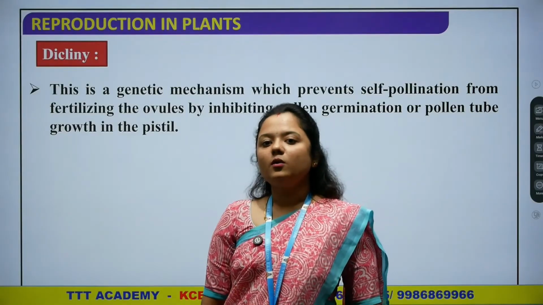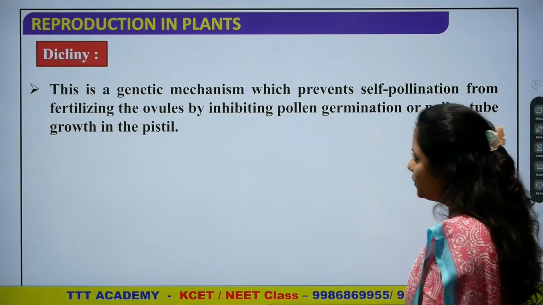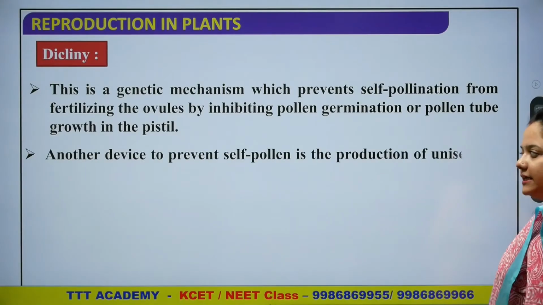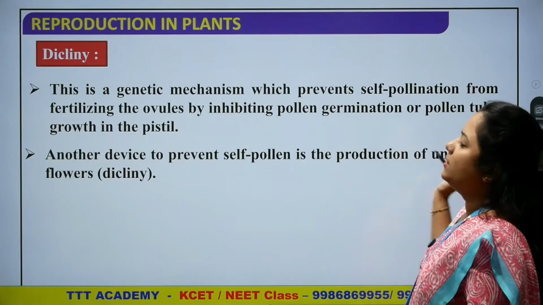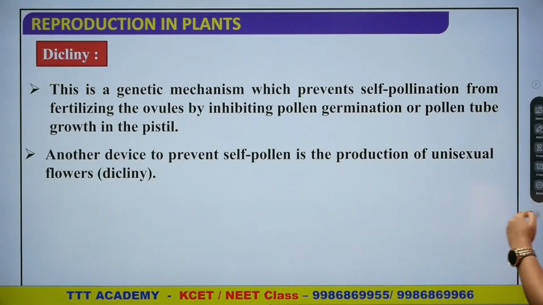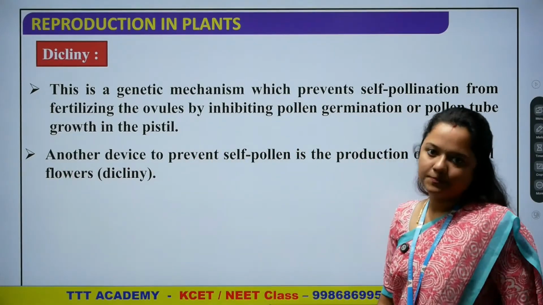Correct? It is not allowing for the germination process. Germination is not happening in the pollen tube. Okay, so that is the condition which is taking place now. So what is this doing? Due to this condition, it is preventing self pollination, and production of unisexual flowers is called dicliny.